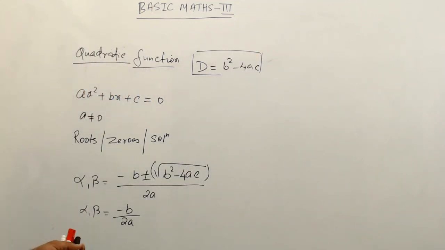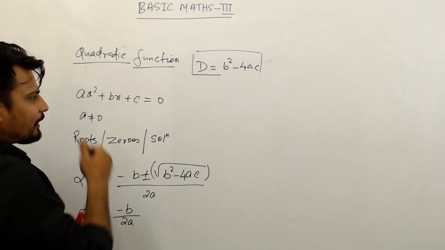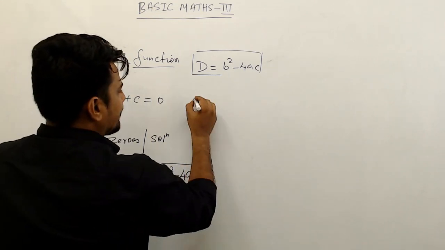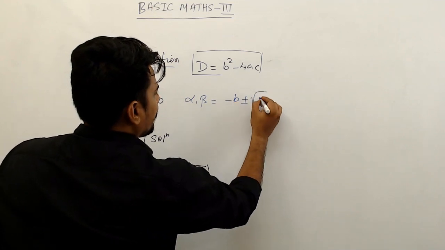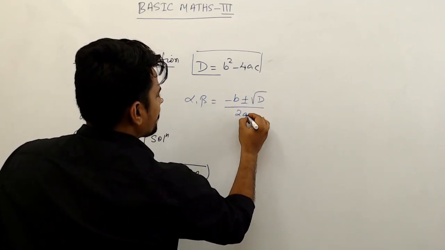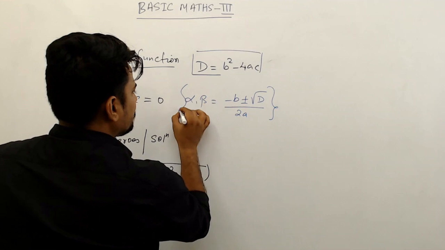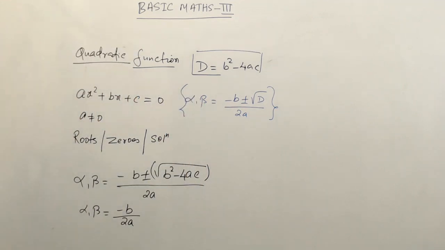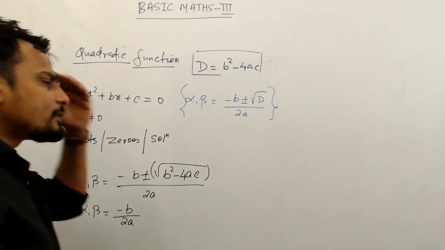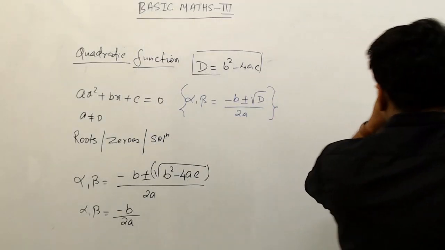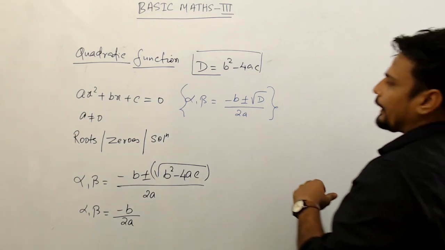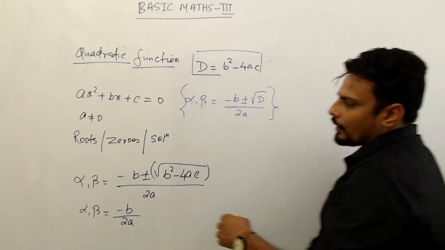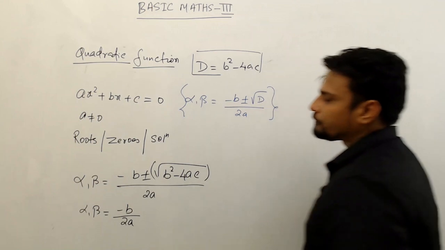So finally what I can say, this alpha and beta could be written in the reduced form as minus b plus or minus root of d upon 2 times a. All good? This could be written as alpha beta. Okay, now there are going to be situations that could be decided by the value of d, and those situations could be for the values of alpha and beta.